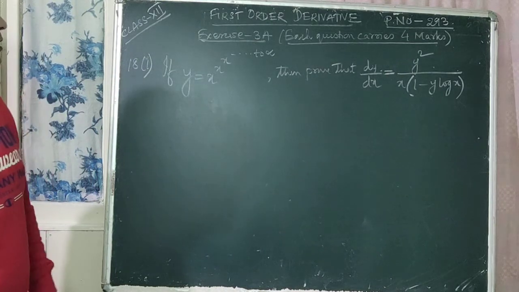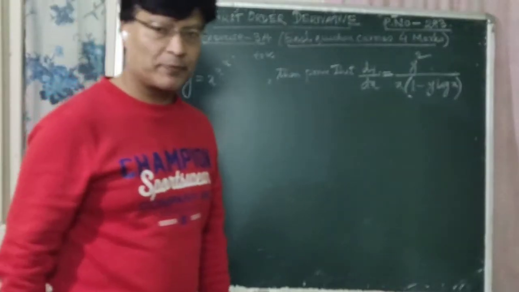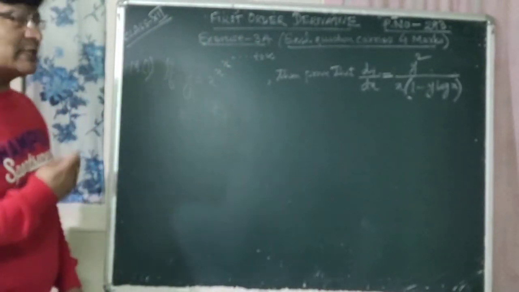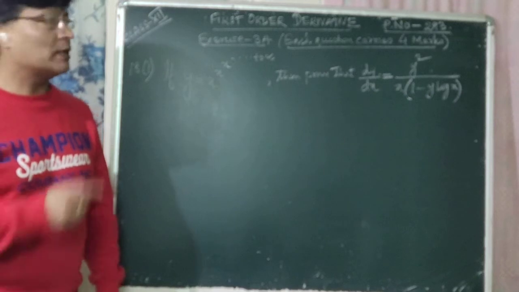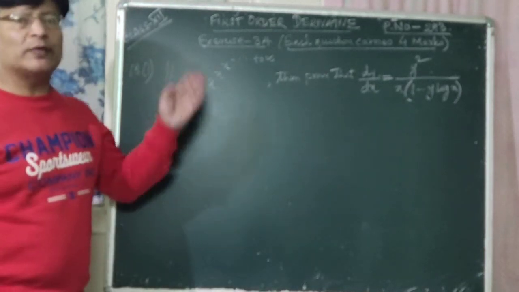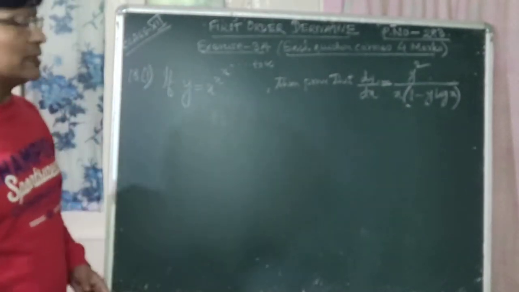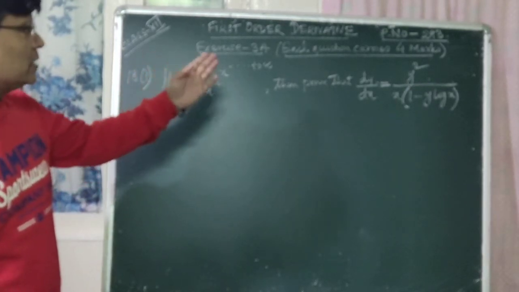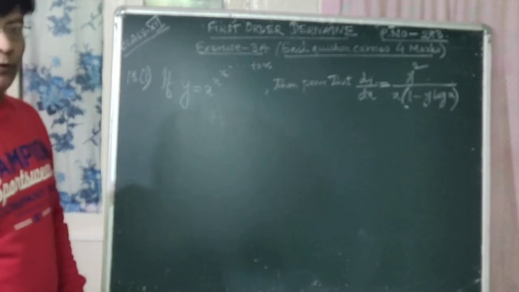The topic is first order derivative. Same exercise 3a. In the last online class also, in derivative, we were doing the same topic, that is first order derivative. Same exercise, that is exercise 3a. Each question carries 4 marks.